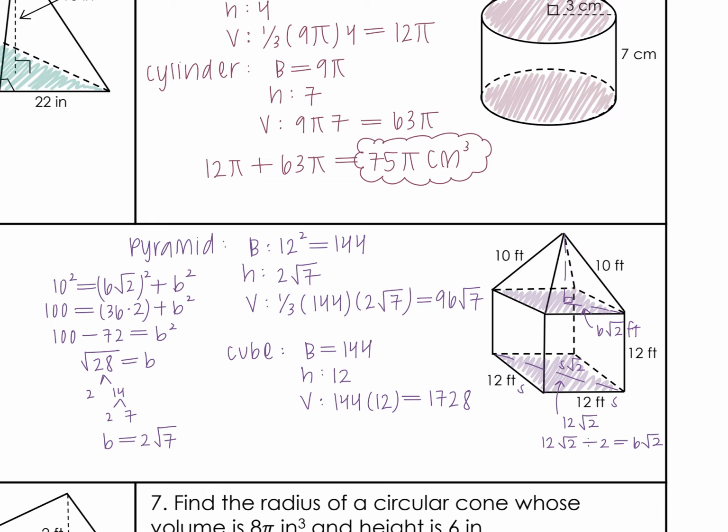So to find my total volume here, we are just going to add those two together. So we'll get 1,728 plus the 96 root 7 feet cubed.